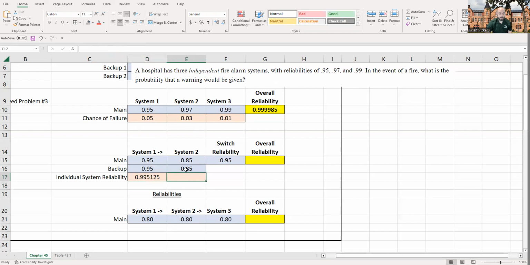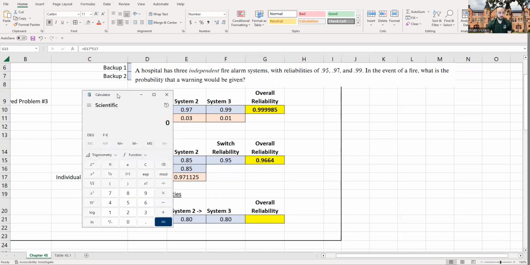And then here, the same thing happens. So I get 85% chance the system works. I get additional reliability from the redundancy. That additional reliability is equal to the chance I need redundancy, 1 minus 85%, times 85% chance the backup works, times 95% chance the switch works, the 0.971125. Now that I have each individual system's reliability, the overall reliability is going to be equal to this times this: the 96.64 reliability.